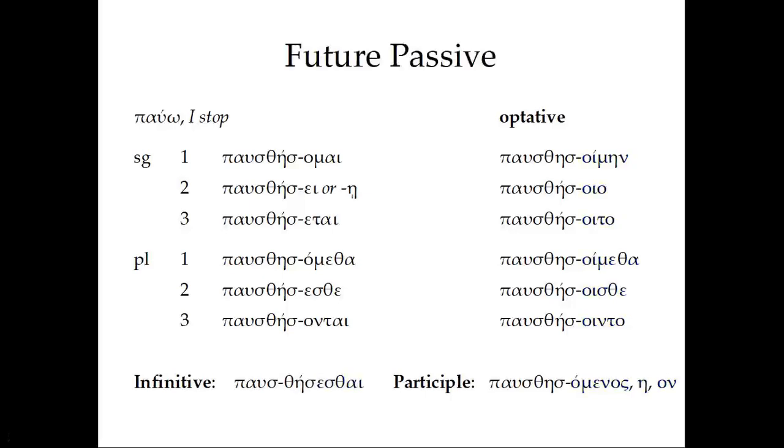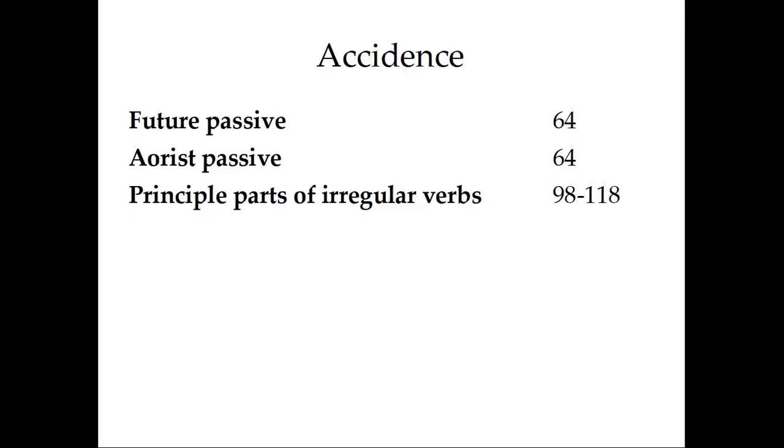Future passive. For the forms, you want to take a look at page 64. You'll find both the future passive and the aorist passive. And we have a whole lot of pages, 20 pages of principal parts of irregular verbs. There's a really handy list of both very common irregular verbs and some less common irregular verbs, but all those forms the grammar puts at your fingertips. Thank you very much.